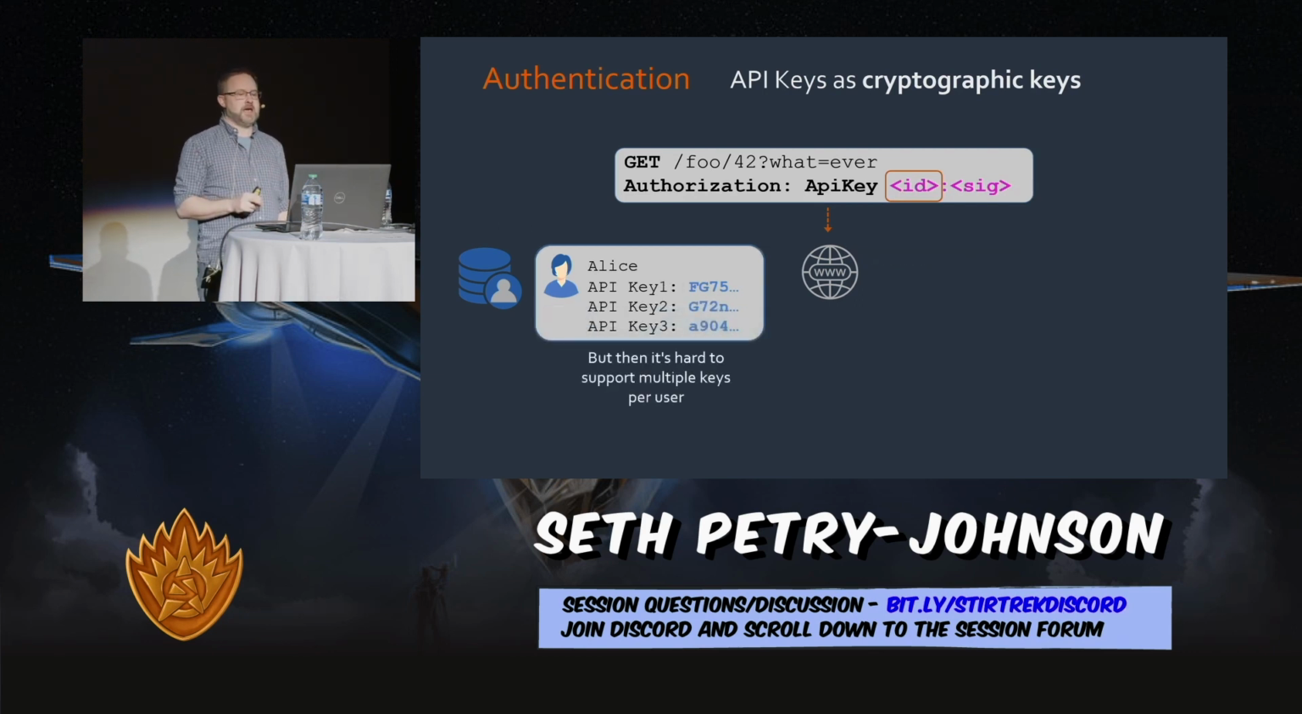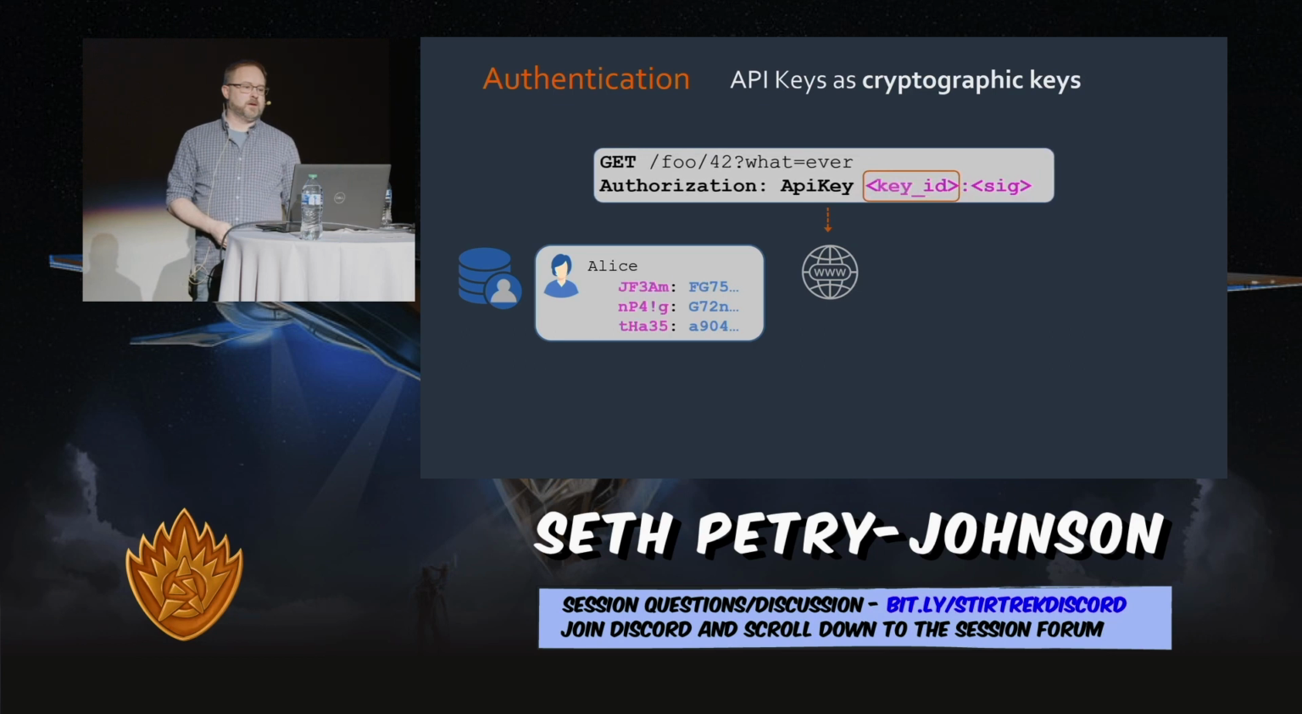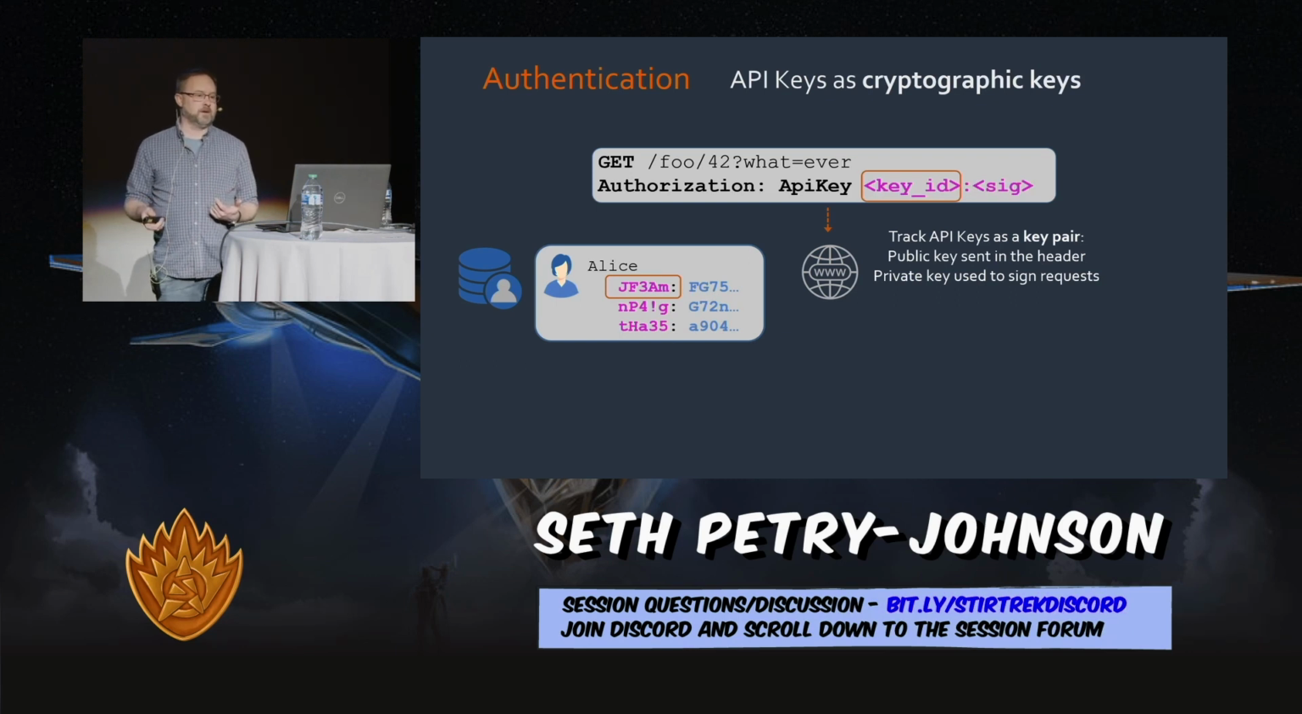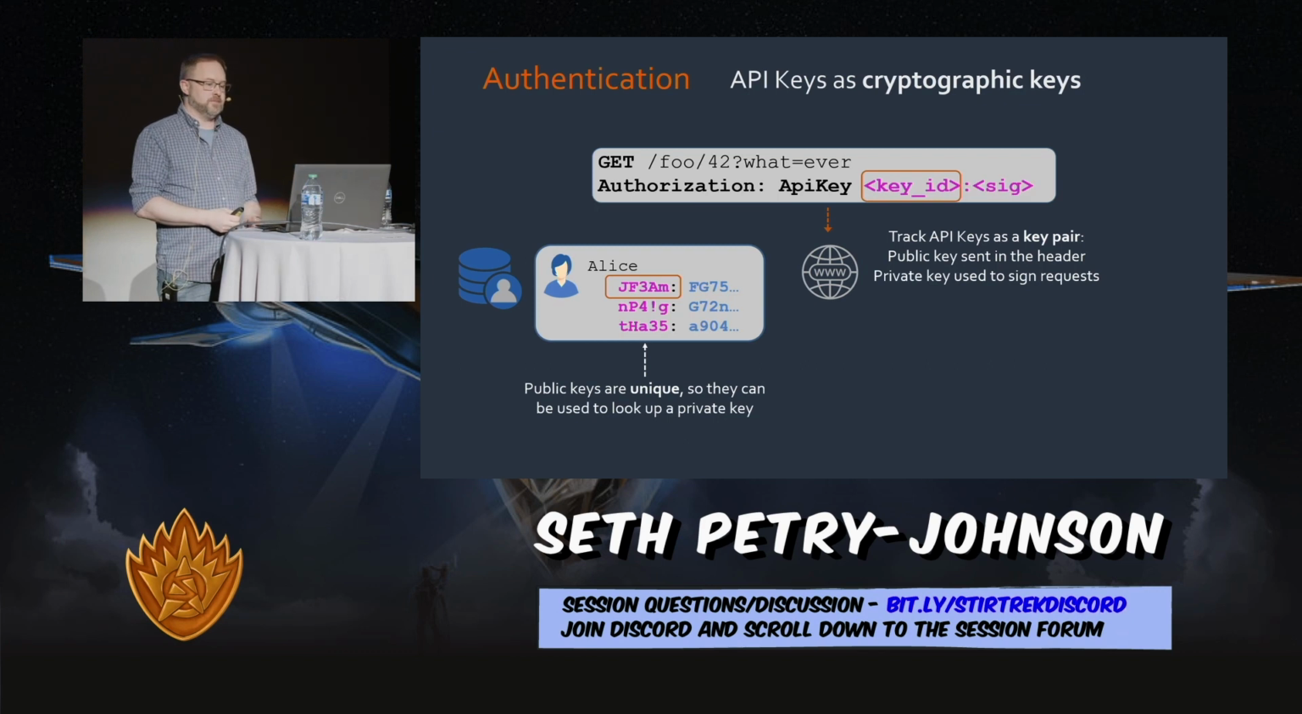If you support multiple API keys per user, but you only pass the user ID in the header, the server will need to try each of those keys in sequence until it finds a valid signature. That could potentially be a lot of unnecessary overhead when you're handling a request. So a common solution is to issue API keys as a key pair, containing a public and a private component. The public key is sent in the header as plain text. That value has to be unique in our database, so the server can take it and then look up the corresponding private key, which is then used to validate the signature.